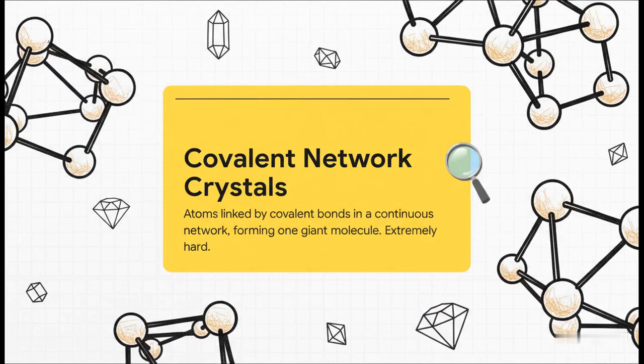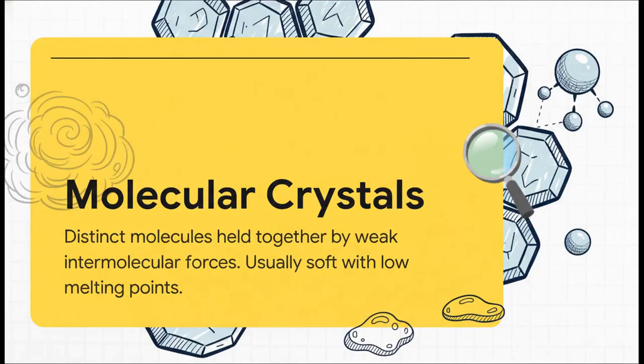Next is the covalent network clan. These are the true heavyweights of the solid world, things like diamond and quartz. In these, every single atom is locked to its neighbors by incredibly strong covalent bonds, forming this massive, continuous network. It's less like a stack of blocks and more like one single giant molecule. Or think of it as an unbreakable three-dimensional jungle gym made of atoms. Then we have the molecular clan, like ice or dry ice. The particles here are individual molecules, like H2O.